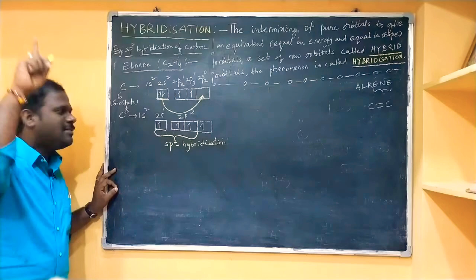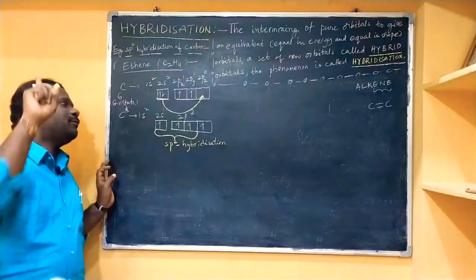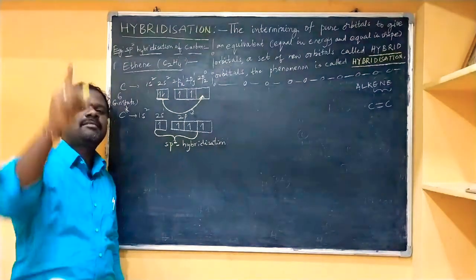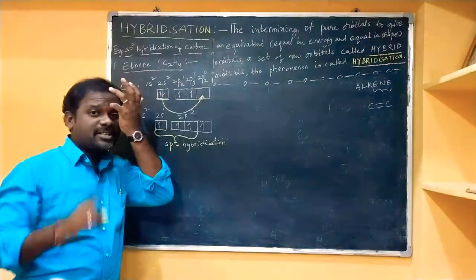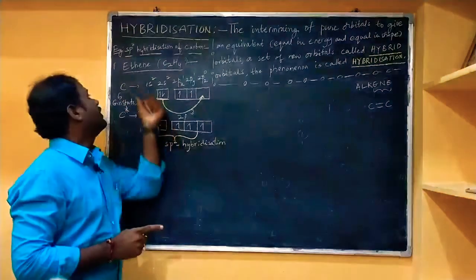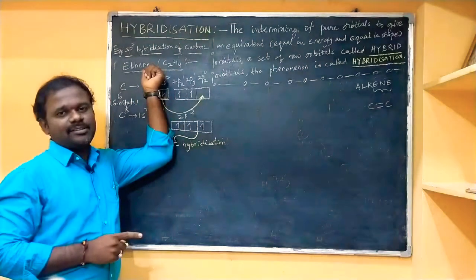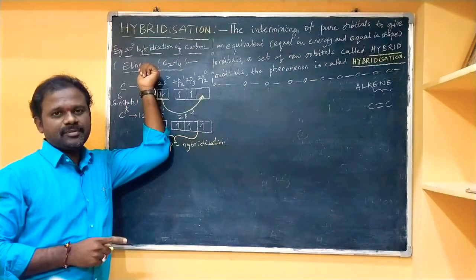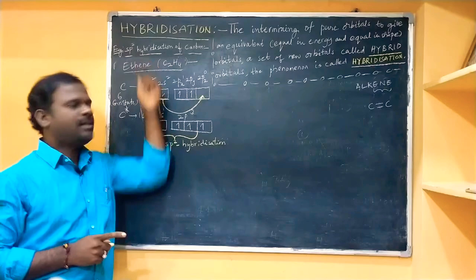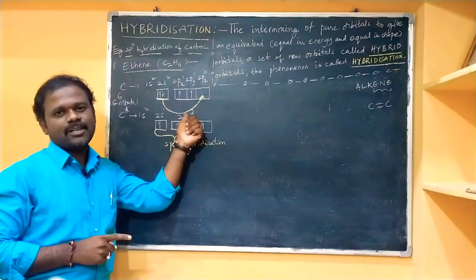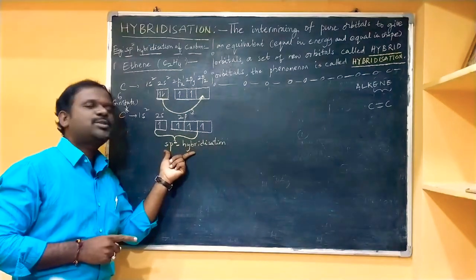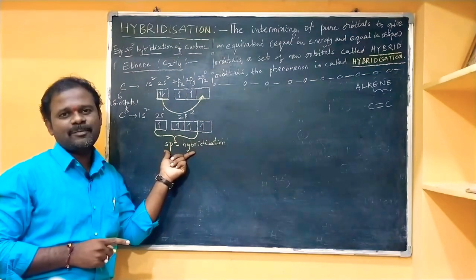In methane there is an involvement of one s orbital and three 2p orbitals for the formation of sp3 hybridization. But in the case of the ethene molecule, this is different. There is an involvement of only one 2s subshell and two 2p subshells for the formation of sp2 hybrid orbitals.